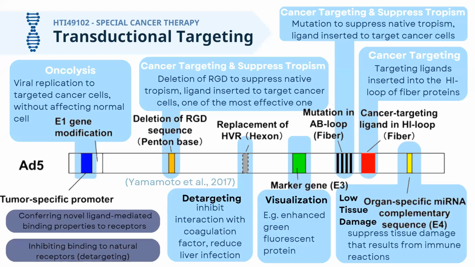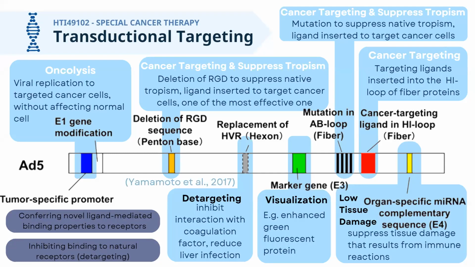You can see there's a mutation in the AB loop of the fiber. It has a similar purpose to the deletion of the RGD sequence, to increase the cancer targeting and suppress the tropism. The last one would be the targeting ligand, to insert the targeting ligand into the loop of the fiber protein to increase the cancer targeting. It is a very, very effective way to increase the cancer targeting, just like the deletion of the RGD sequence. And the last one would be the organ-specific mRNA complementary sequence, the E4 gene.